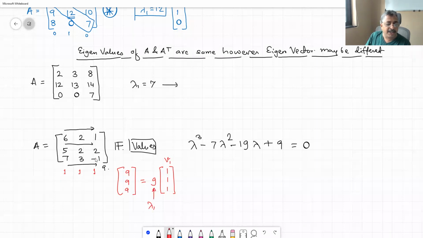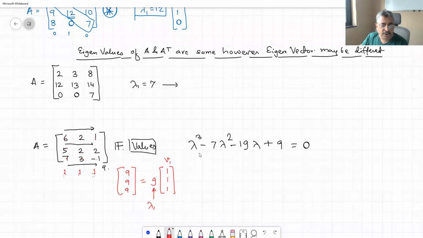Now for the vector multiplication, you need to imagine first 6 into 1 plus 2 into 1 plus 1 into 1, 9. 5 into 1 plus 2 into 1 plus 2 into 1, 9. 7 into 1 plus 3 into 1 minus 1 into 1 is 9. 9 after multiplying 1, 1, 1 to this matrix. Therefore, one of the eigenvalues is 9 and its corresponding vector is 1, 1, 1.